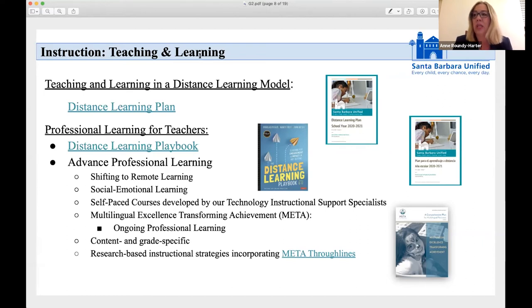leadership. So the distance learning plan is really designed to give an overview to our community in a broad outline of where we are now. But it's also a living and breathing document.